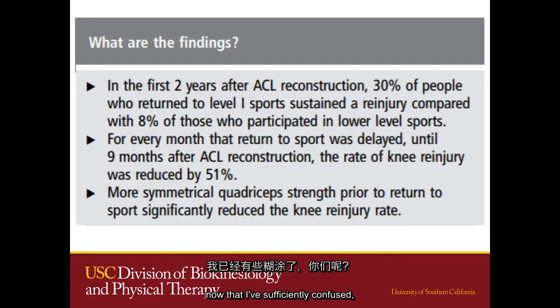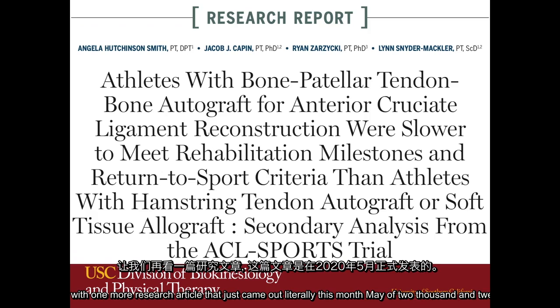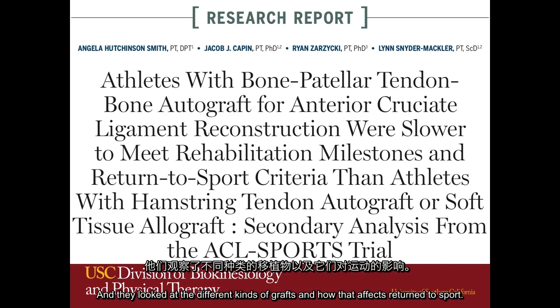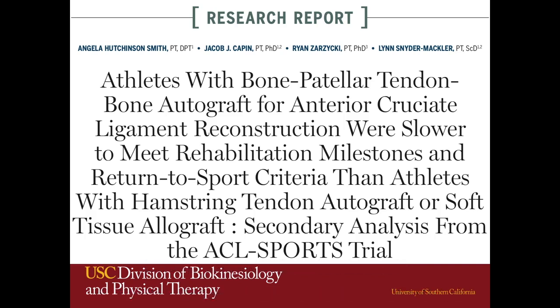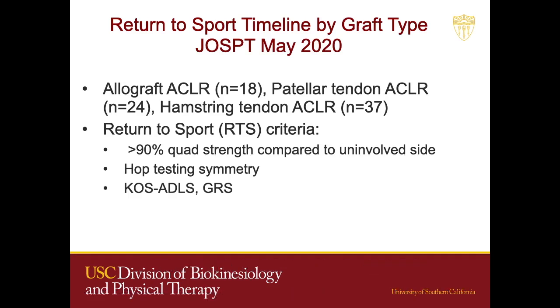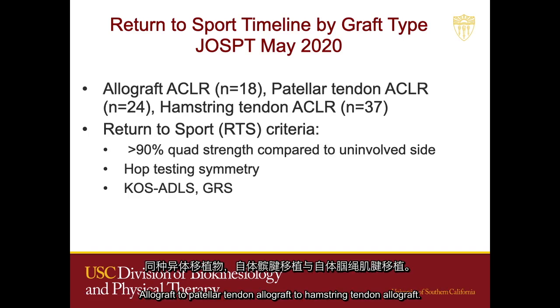Okay, now that I've sufficiently confused everybody, let's finish up with one more research article that just came out this month, May of 2020. This research comes out of JOSPT, and they looked at the different kinds of grafts and how that affects return to sport. They did use return to sport criteria, exactly the same criteria that we've already talked about previously, and they compared allograft to patellar tendon autograft to hamstring tendon autograft.